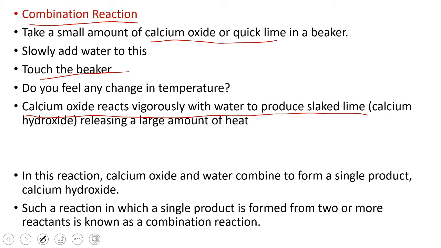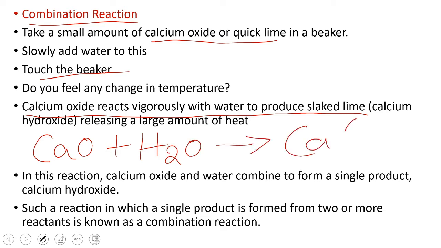The reaction here I am writing: calcium oxide reacts with water to give rise to calcium hydroxide. Is this a balanced equation or not? Let's discuss. On the reactant side one calcium is there, product side also one calcium. Two oxygens are there, one and one oxygen here, so two. Hydrogens also two. So this is a balanced equation.